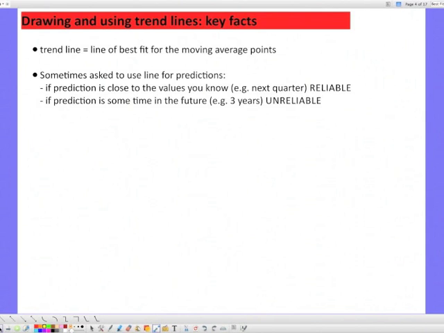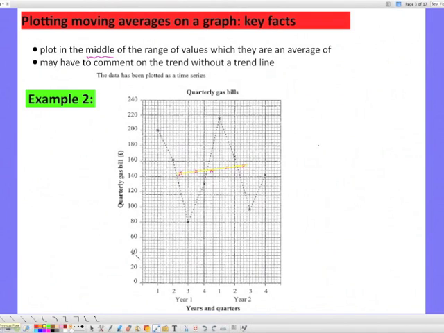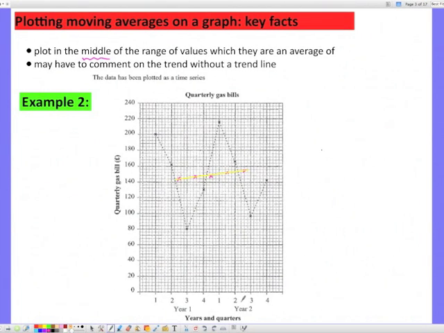So if we take a look here, and we're looking at the gas bills. If we were predicting year 3, we've got here year 2, and if we go to year 3 and quarter 1, making a prediction here would be reasonably reliable. But if we were looking at making a prediction for year 5, that's too far in the future. So a prediction for this here would be unreliable because we're extrapolating too far. We're going too far away from the range of data that we have.